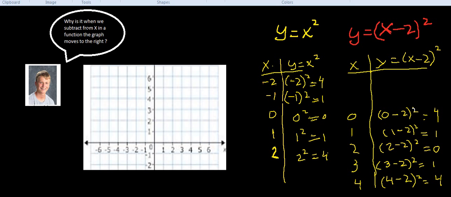Here we have a problem presented by a student of mine, Alex, who wants to know why a graph is shifted to the right when we subtract a number from x within the function. And what we're going to use here is the parent function of the quadratic equation, y equals x squared, and I'm going to use the interval of the domain from -2 to 2. And let's just go ahead and graph this equation here.